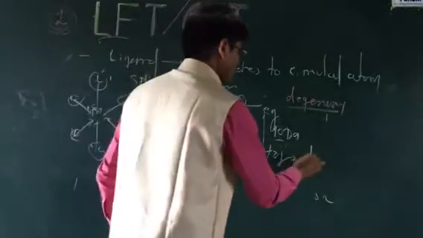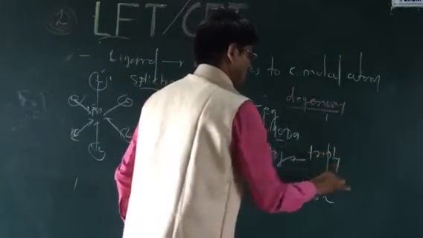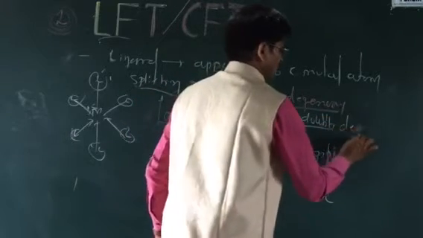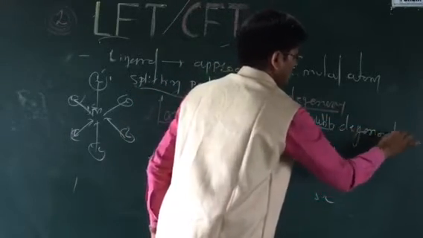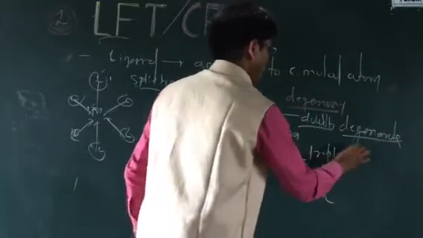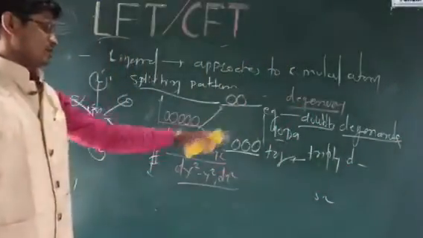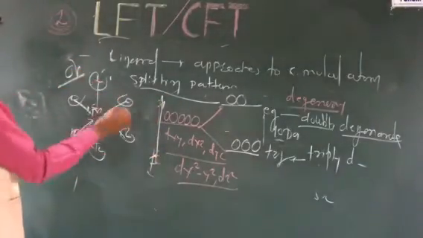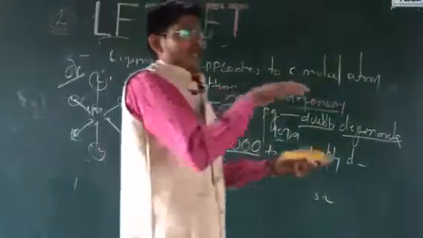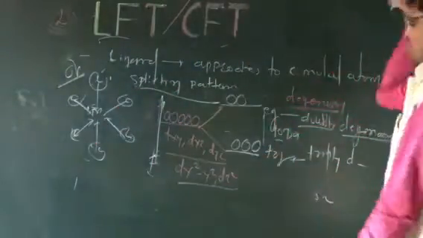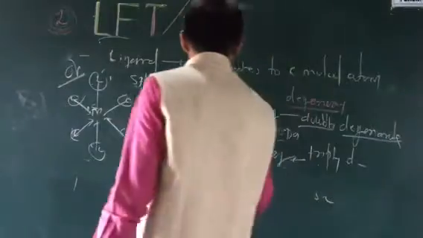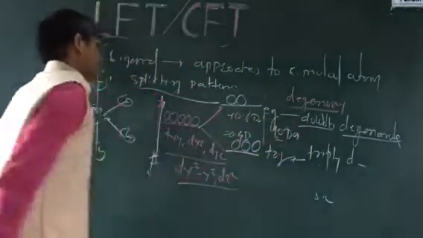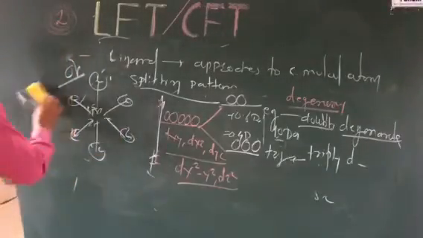What do we call this? Triply degenerate, and this is doubly degenerate. This is for the octahedral complex, because 6 ligands approach the central metal atom, and then the splitting pattern takes place. The value is minus 0.4 Dq and plus 0.6 Dq, totaling 10 Dq. This was the splitting pattern for octahedral complexes.